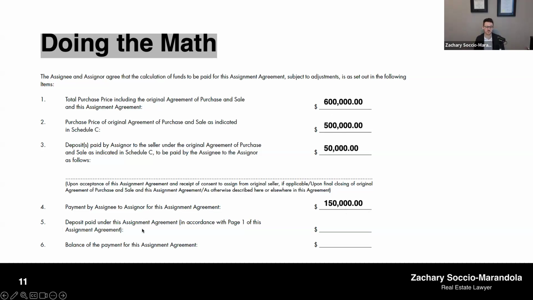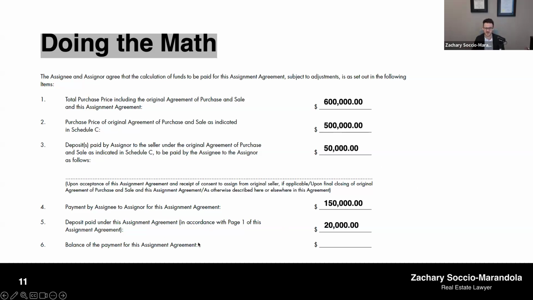So number 5 is more simple. Most people get this correct. This is the deposit on the assignment. So forget the original contract for a second. Let's say we assign the property. We have $100,000 profit here. So essentially the person's paying a $100,000 premium to buy this contract. And in the course of negotiating that deal, you said, okay, there's a deposit payable, the same way as a resale condominium or resale house. You're going to have a deposit payable within 24 hours upon acceptance. And let's say in this situation, it's $20,000.